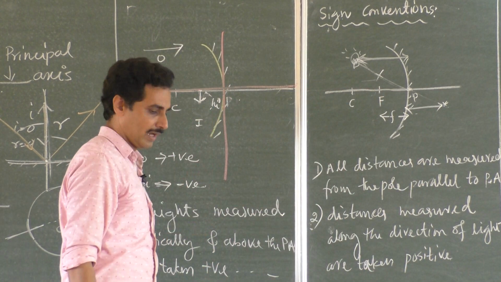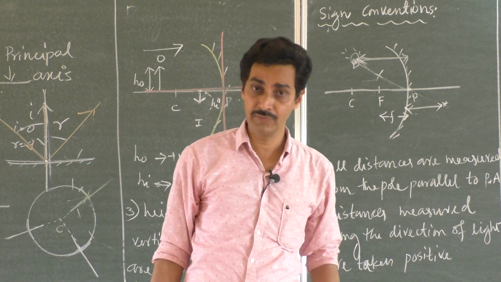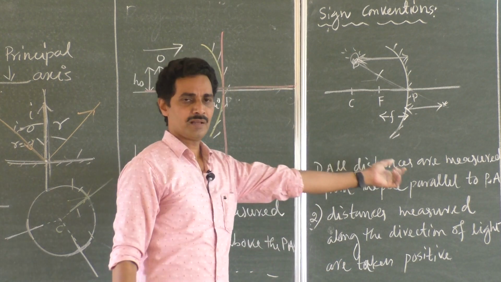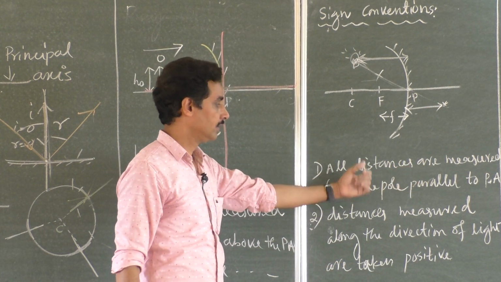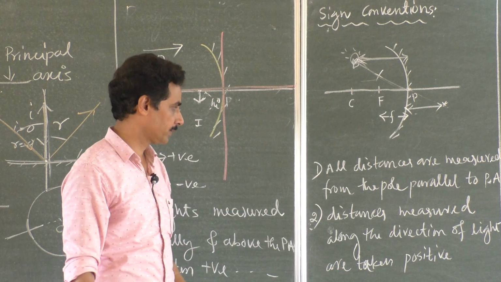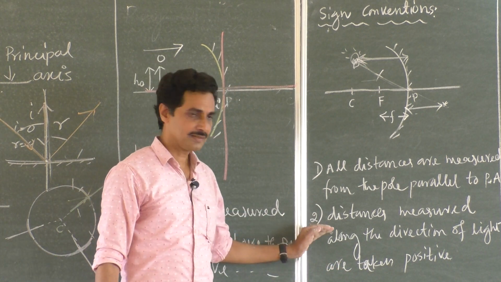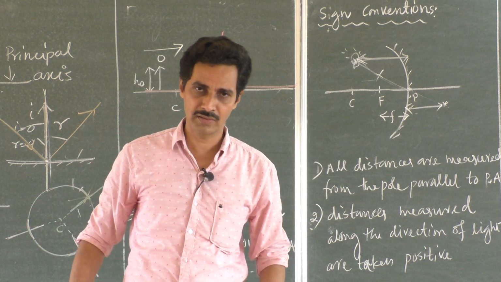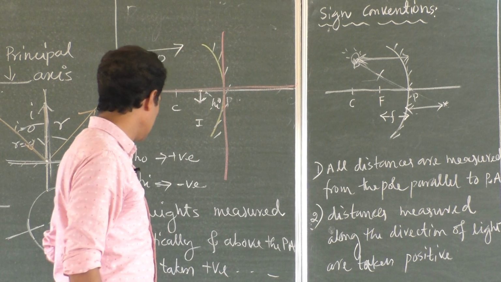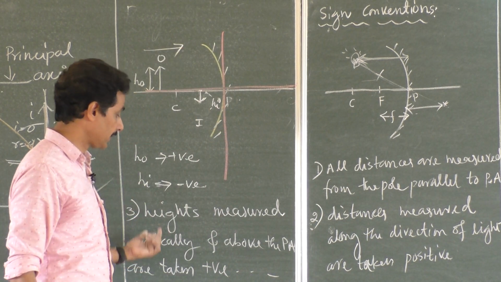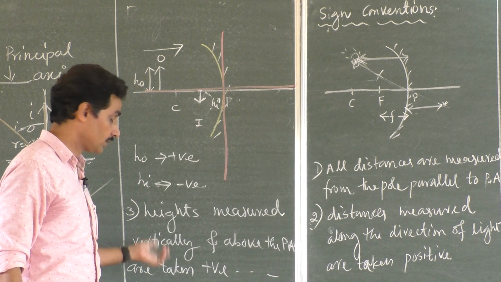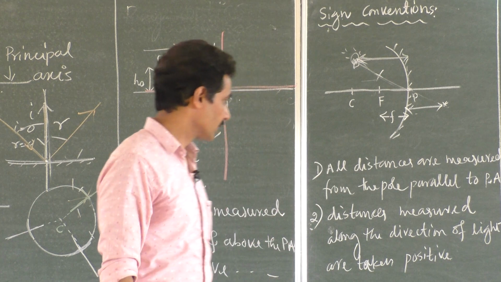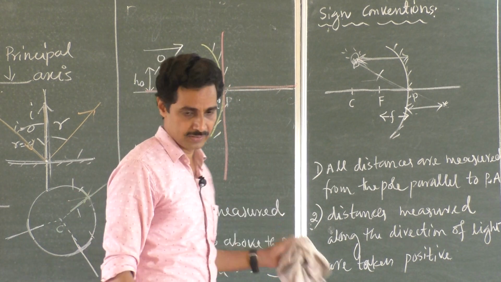So the 3 sign conventions used in reflection, and we use them in refraction also, are: all distances are measured from the pole of the mirror along the principal axis, parallel to the principal axis. Distances measured along the direction of light are taken positive, distances measured opposite to the direction of light are taken negative, and heights measured above the principal axis vertically are taken positive, heights measured below the principal axis vertically are taken negative. So we have to follow these sign conventions every time.